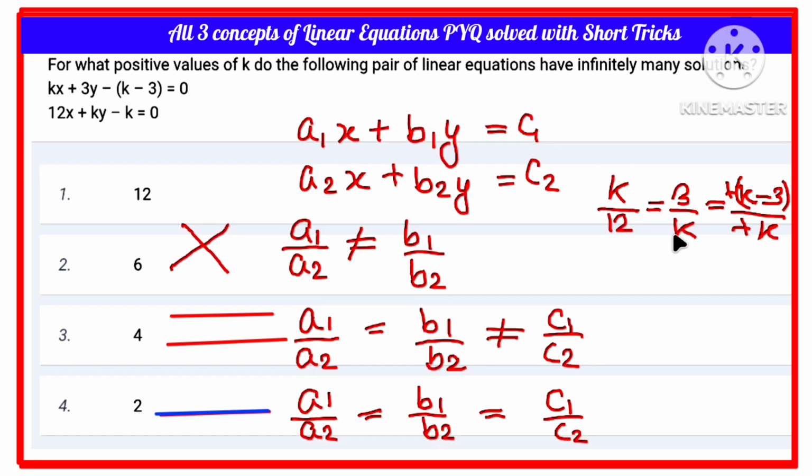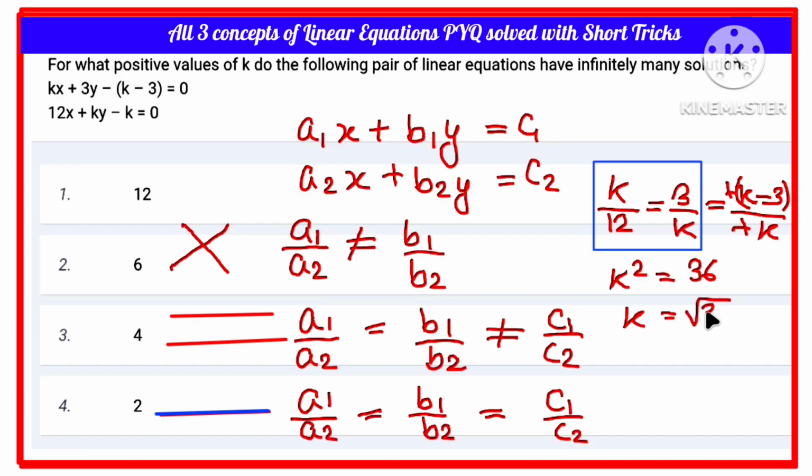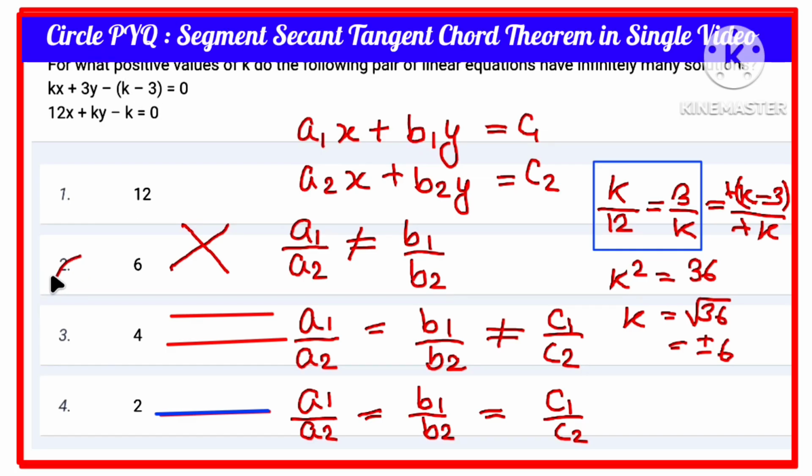So if we consider this much, then k into k, that is k square, will be equal to 12 into 3, that is 36. So k will be equal to root over 36, that is plus minus 6. So here you are asked to find out the positive value. So option number 2 will be your correct answer in this case. So let us see the next one now.